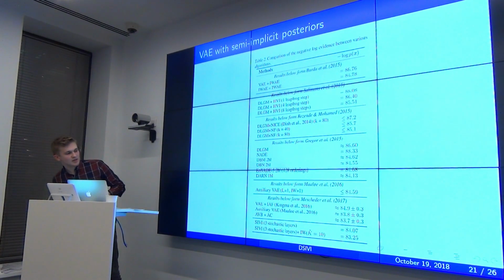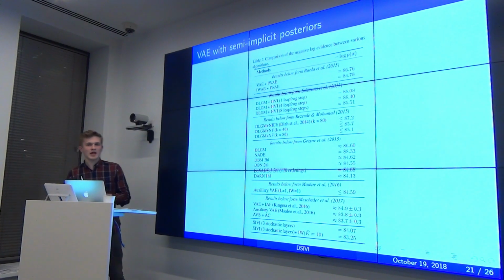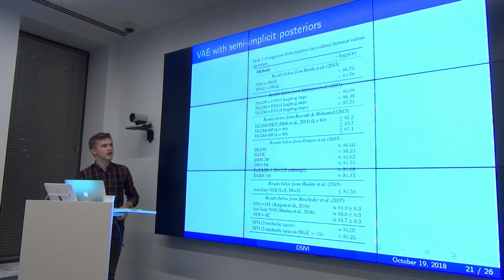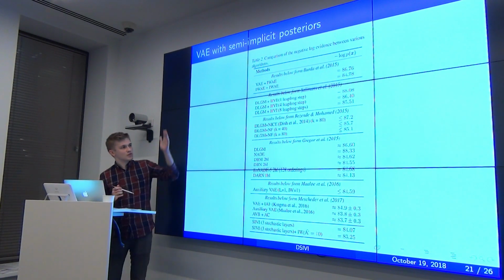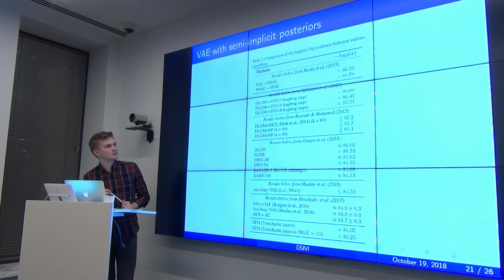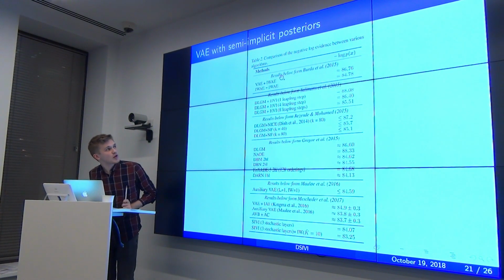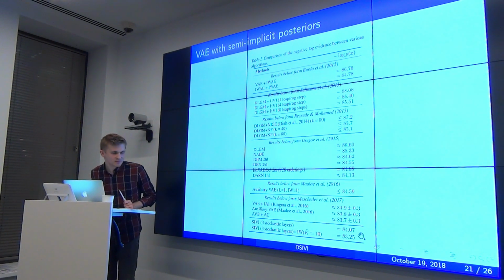So that's the table from the paper. They have a standard normal prior as in a vanilla variational autoencoder, and they compare to various methods that also use this prior: importance weighted autoencoders, normalizing flows, auxiliary variables, and adversarial variational Bayes. So they get pretty good results. The lower the better, since that's negative log-likelihood, I think.